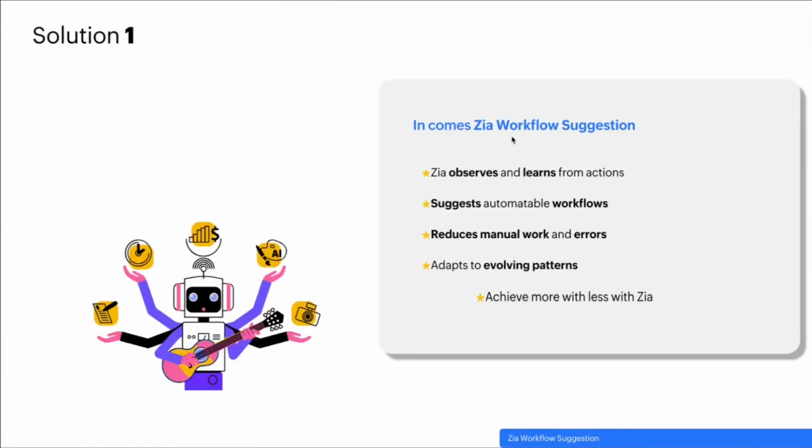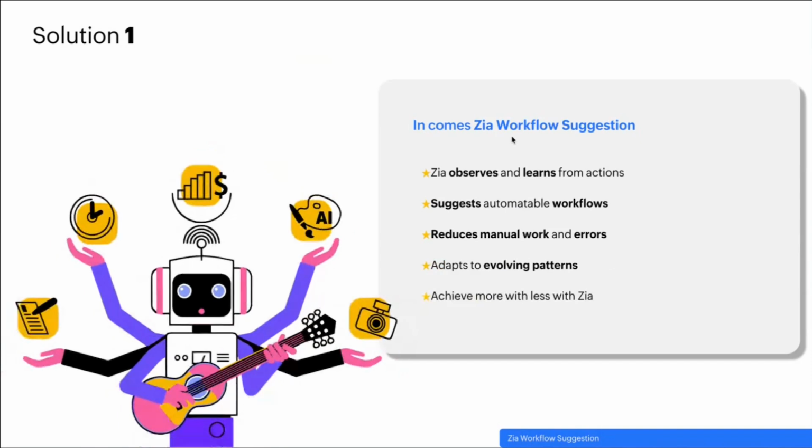A relief in this chaotic situation is workflow suggestion. Zia's workflow suggestion is an intelligent tool that observes and learns from your actions and proposes workflows that could be automated. It learns from patterns like the series of actions you perform after a lead is converted, or how you follow up after an event, and provides you suggestions for workflow rules based on these activities. For instance, if a sales rep is consistently sending follow up emails to leads after a week, Zia will suggest creating a workflow to automate this process. This means less manual work, fewer errors, and more time for meaningful activities.